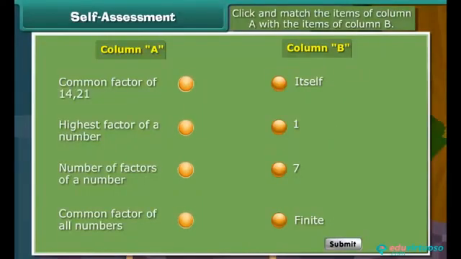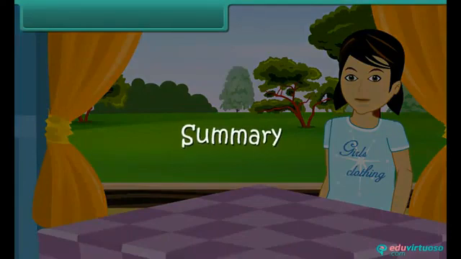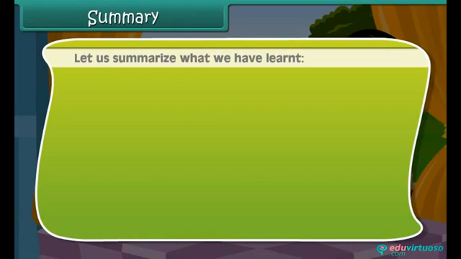Self-assessment. Click and match the items of column A with items of column B. Summary. Let us summarize what we have learnt.